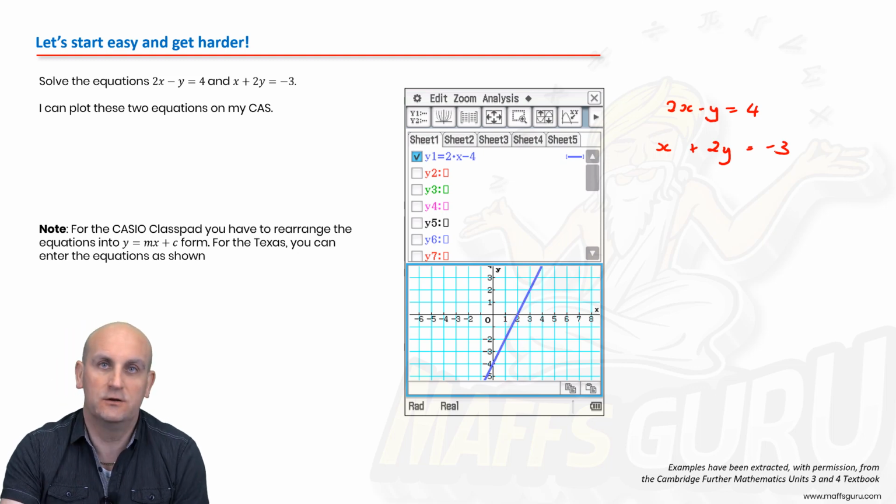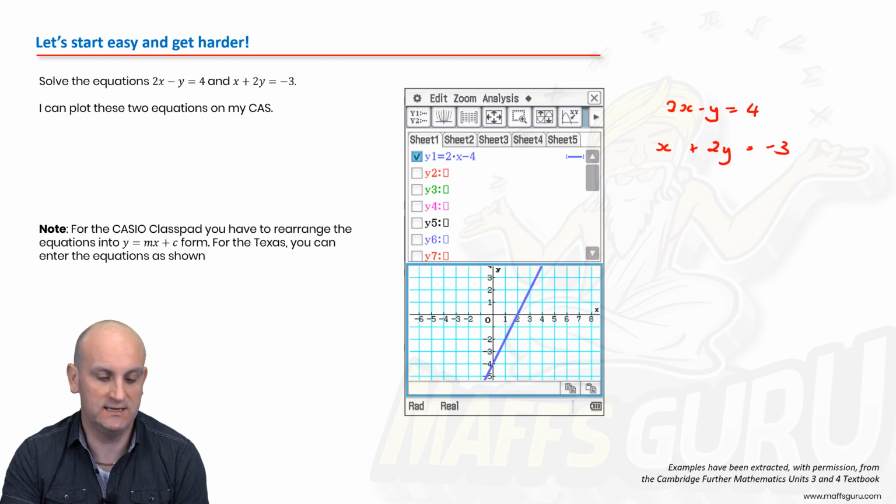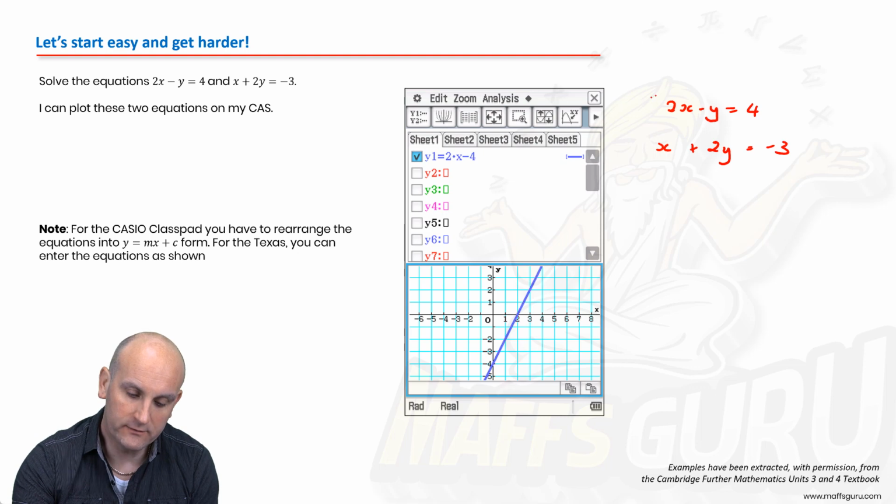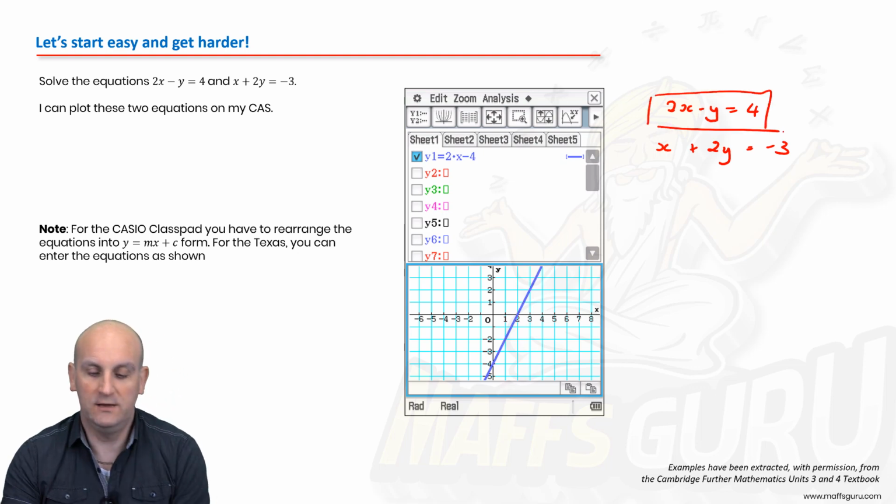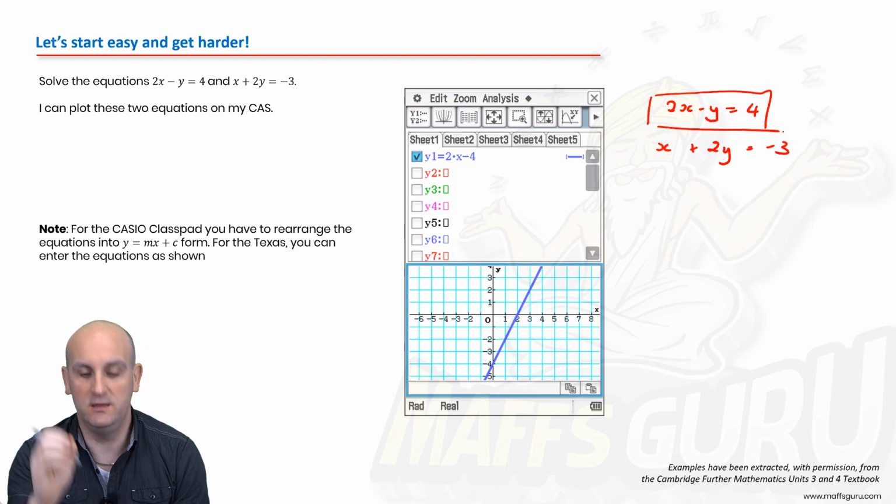So what I'm going to do is look at each equation individually. Let's look at the first equation, 2x minus y equals 4. Now the shame of it is that for the TI-Nspire, you can actually enter that in and you can sketch it and life is good.